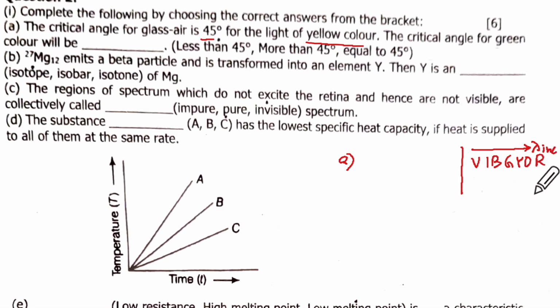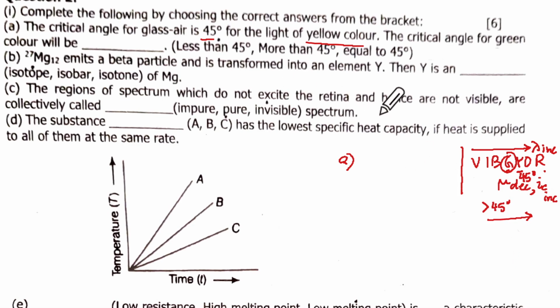So the critical angle, they said. So mu is decreasing. So mu decreases, and mu and critical angle are inversely related. That means critical angle increases. Now they are telling you that for yellow it is 45 degrees. So for orange and red it will be less than 45, but for green it will be greater than 45 degrees, because this way critical angle is decreasing.